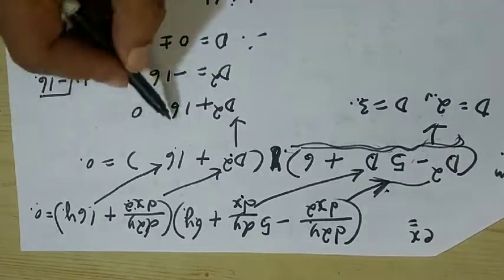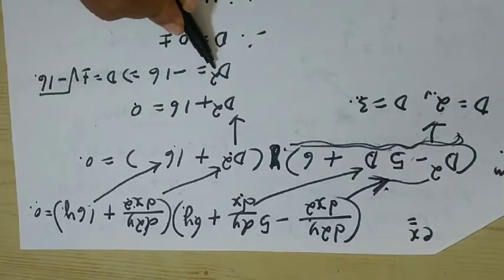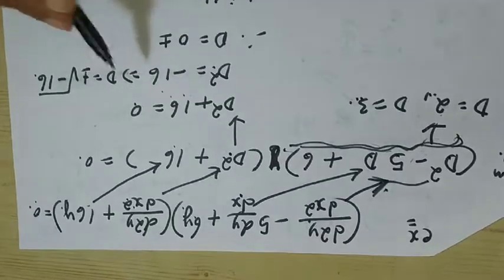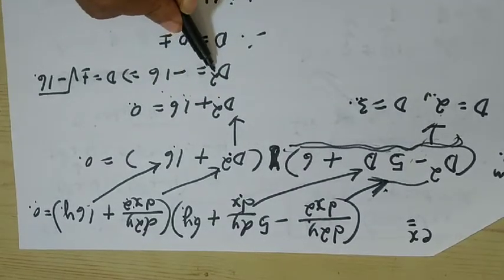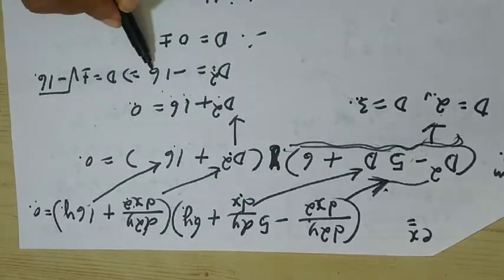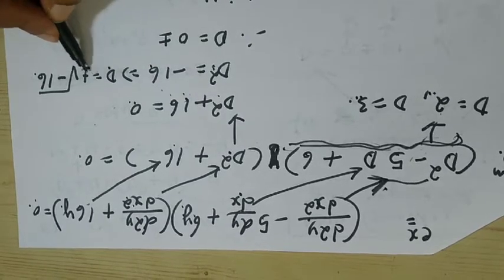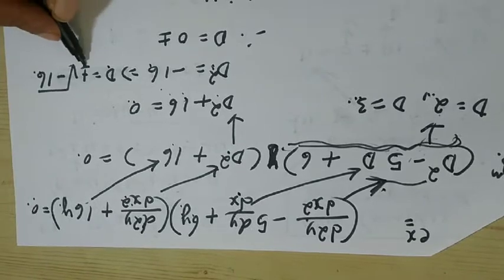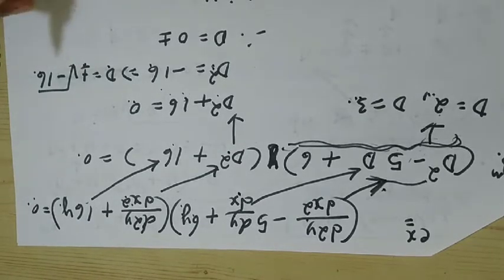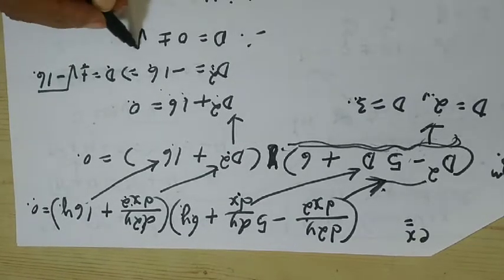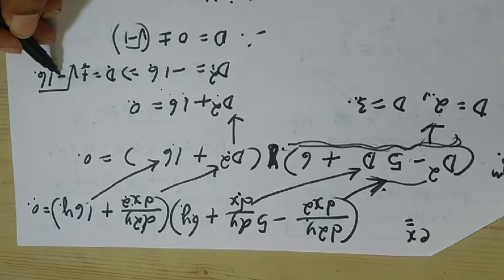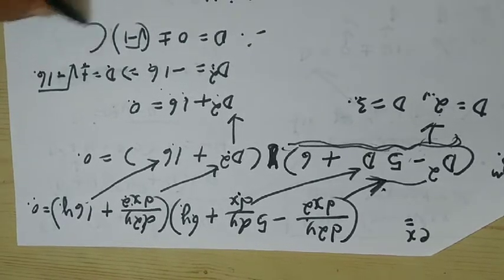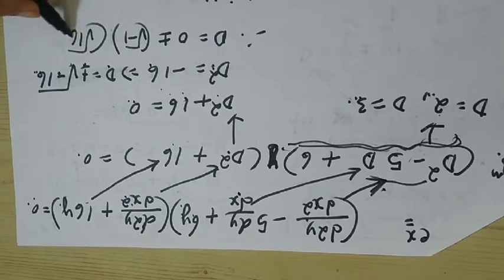From this, D squared plus 16 is equal to 0. Here also you can operate the calculator. D square plus 16 is equal to 0, so D square is equal to minus 16, bringing it to this side. So D is equal to plus or minus square root of minus 16. This can be written as 0 plus or minus, carefully observe, root of minus 1 into root of 16.